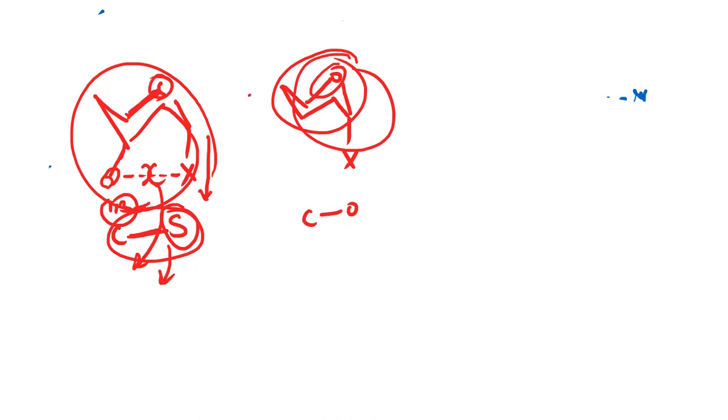So based on this, we can conclude that the second chair conformation, which is having oxygen as a heteroatom in that chair conformation, is more stable when we compare with the sulfur containing chair conformation.